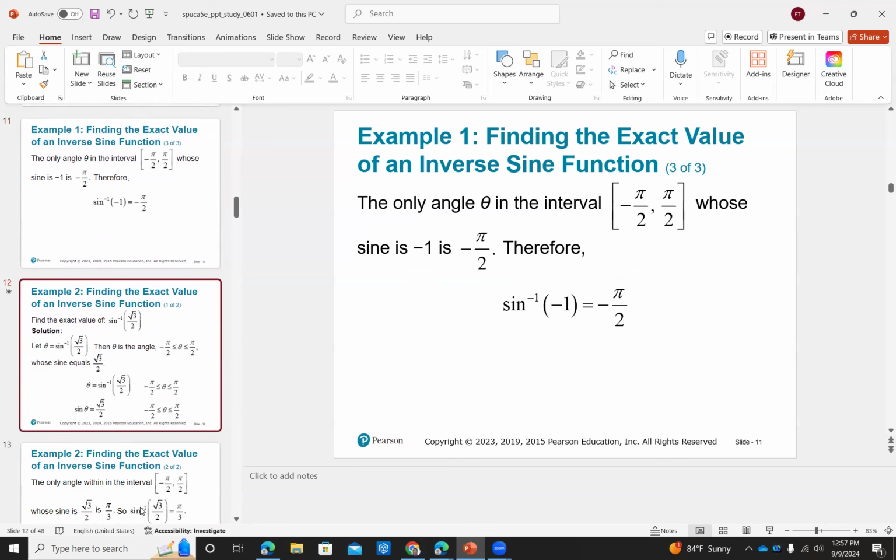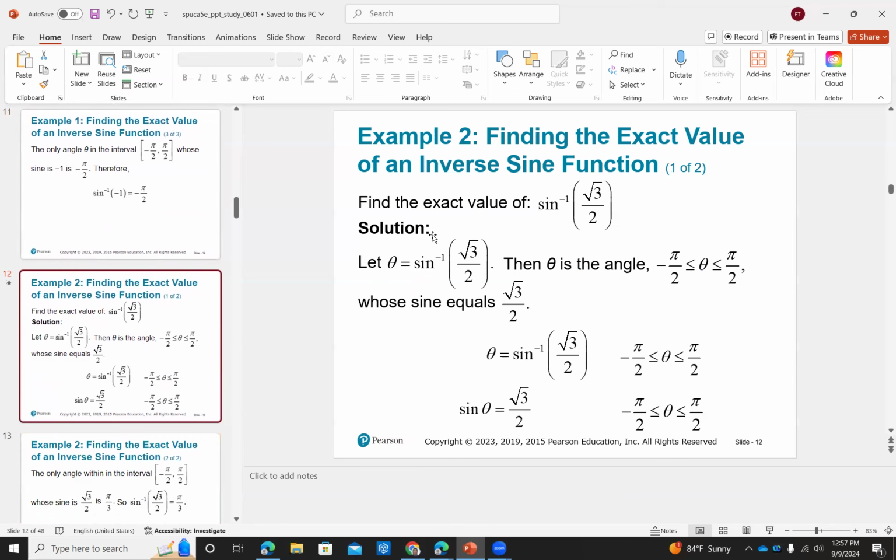We're going to look at one more example in this format. Can you find the exact value of sine to the power of -1 of square root of 3/2? I want to again think of this question in English. What is the angle whose sine value is equal to square root of 3/2? And never forget that the angle must be between -pi/2 and +pi/2, because arc sine is only defined within that interval.